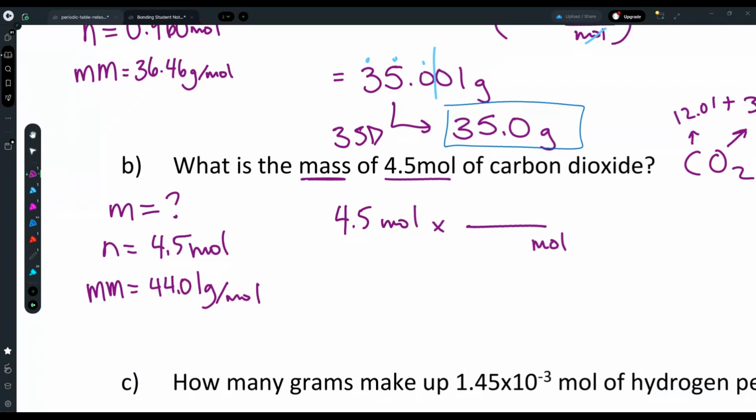Okay, and then since we want grams, and that's going to be a unit that you want in the numerator, I'm going to put grams there. So then that's still going to use molar mass. Okay, and wherever the grams go, the value for molar mass is going to go there.